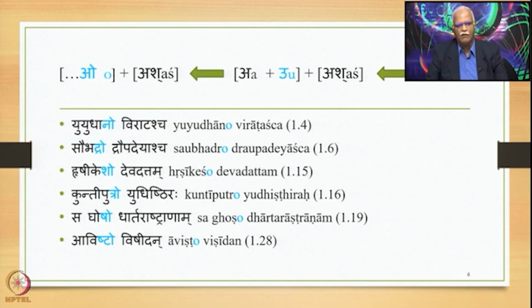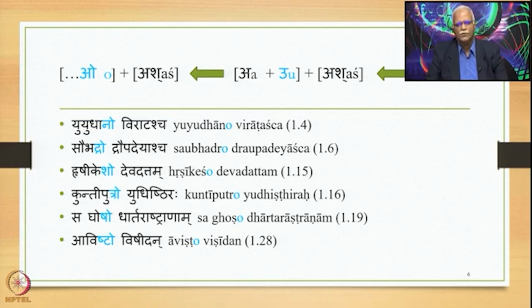Yuyudhanaha consists of Yuyudhana plus u and v. V is an ach. So this u has substituted ru. Ru substitutes s. So you have Yuyudhanas. And if you want to write it independently, it would be Yuyudhanaha.